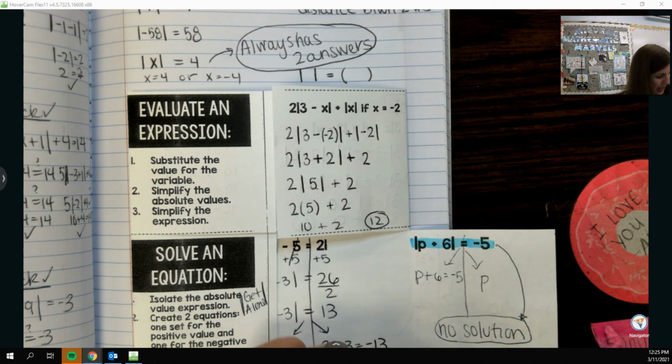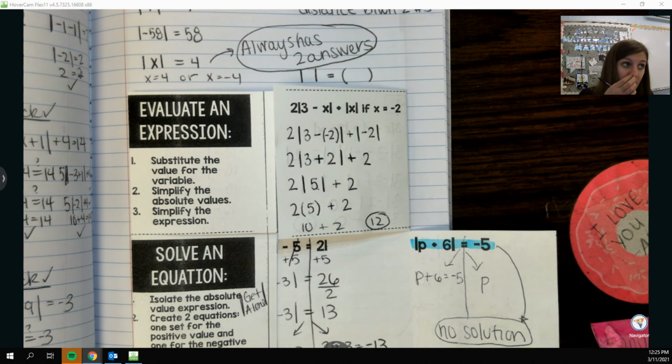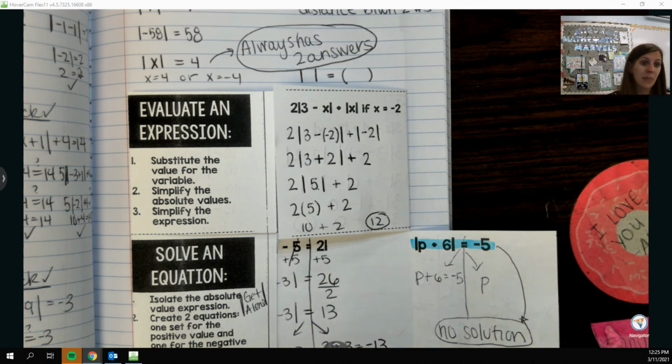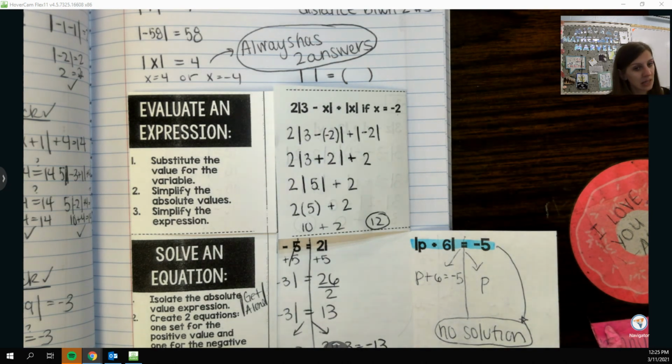Alrighty, hopefully we're feeling okay about solving, and next time we'll talk about solving but with inequalities rather than equalities.